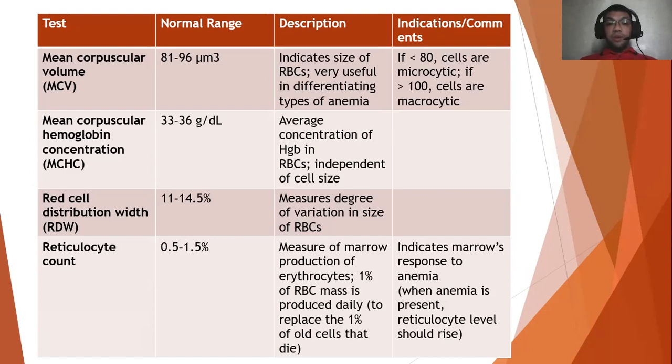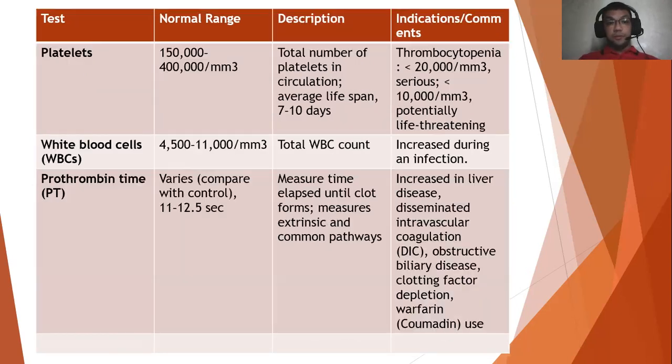Our reticulocyte count is 0.5 to 1.5%. It is the one that measures marrow production of the RBCs or erythrocytes. 1% of the RBC mass is produced daily. So every day, our bone marrow, red bone marrow specifically, is producing 1% of our blood in order to replace the 1% of old cells that die after 120 days. This indicates the marrow's response to anemia if anemia is present. So when anemia is present, the reticulocyte level should rise.